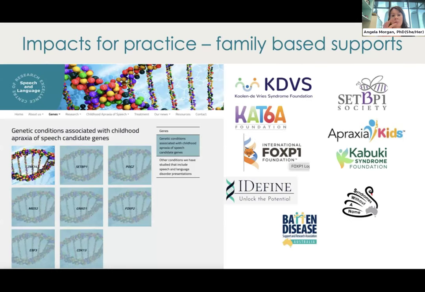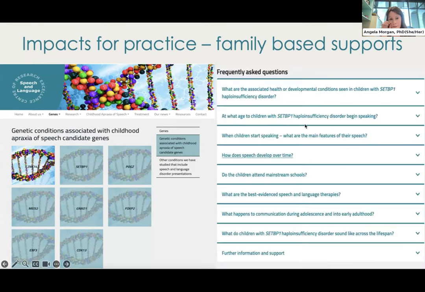And then also in our team, working together with all of the wonderful, this is just an example of a few, we've got many, many more. And of course, the wonderful Simons Searchlight Foundation, who greatly support so many genetic conditions, so many families, what we're trying to do is we've got a website and a resource where we are producing fact sheets and information about how the specific genetic conditions might affect speech, including apraxia. So I think I'll leave it there. This is just an example of sorts of questions we have under some of the genes on our website, in case that's helpful for people.